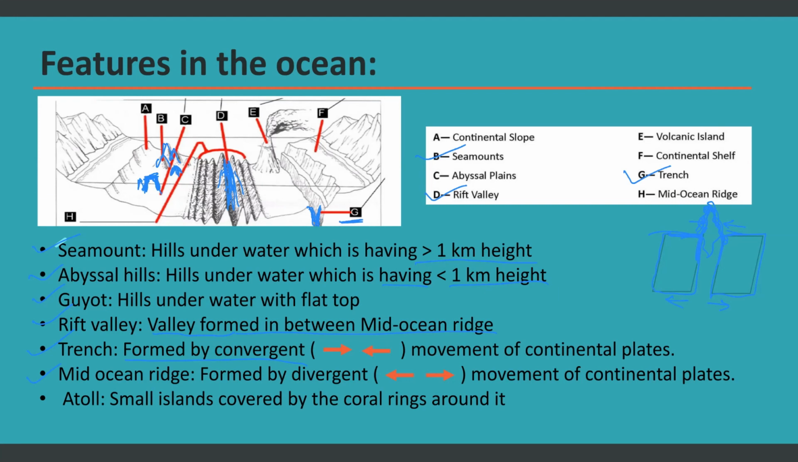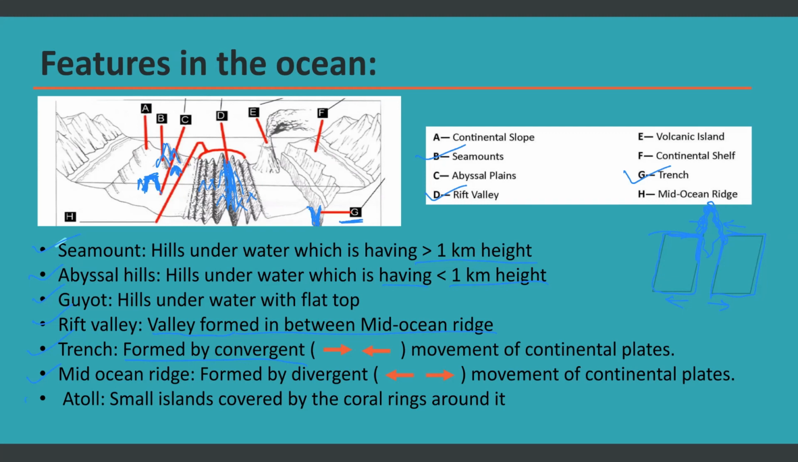And whenever there would be divergent movement, if both plates are moving away, in that particular scenario, the mid-oceanic ridges can be formed. This kind of ridge that you can find is formed because of the magma which is coming out due to the divergent movement of the continental plates. So that is the mid-oceanic ridge.